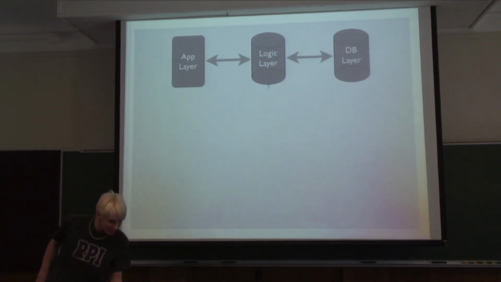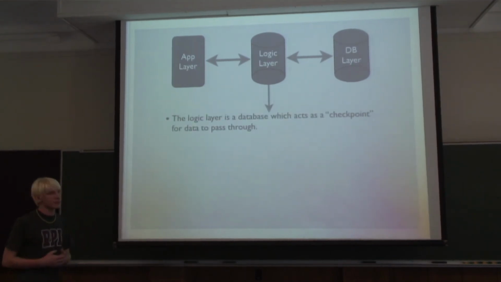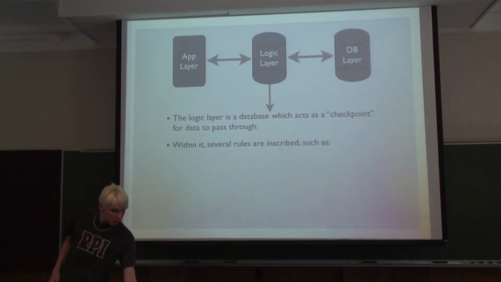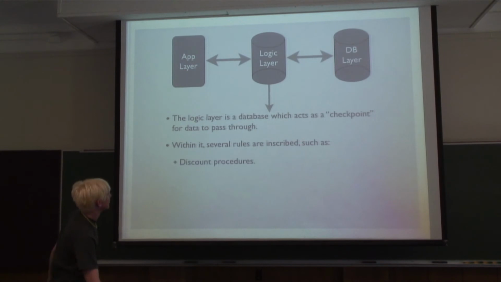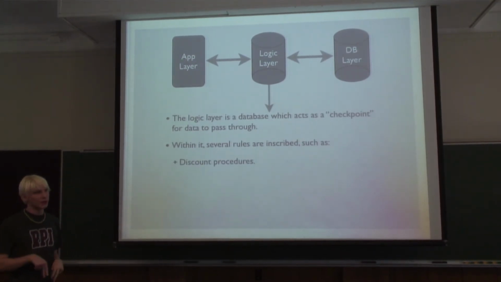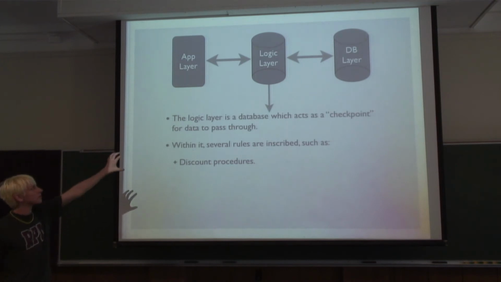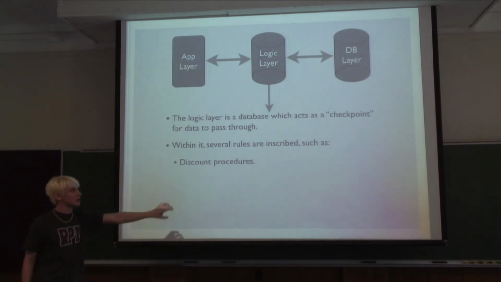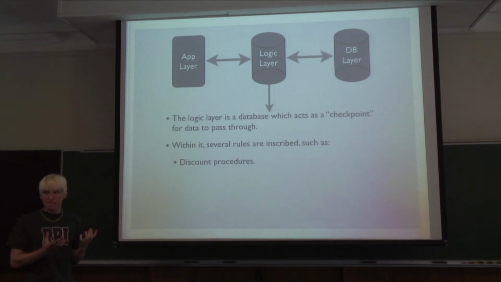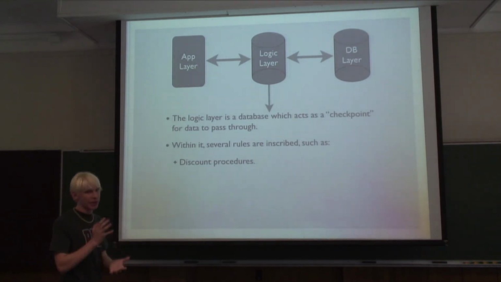The point of the logic layer is to act as almost like a checkpoint for the data to go through. You can have several rules within it, such as discounts. Say all of our Barbie dolls are 50% off. That will be basically inscribed into the logic layer. If something goes through, it'll have to pass that rule, and it's a check for the application layer.